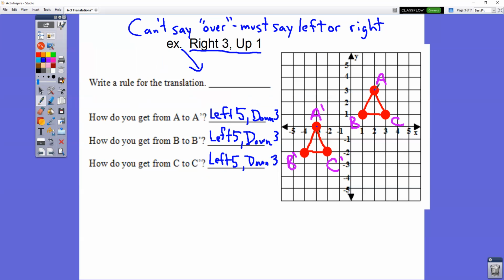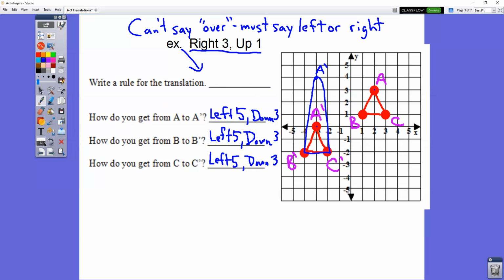If, for example, we moved A 1, 2, 3, 4, 5, but then we went up one instead, and this was our A prime, look at what our shape would look like. All right. Our shape would look like that. This blue triangle is not the same as this red triangle. That's why all of them have to move together at the same time.